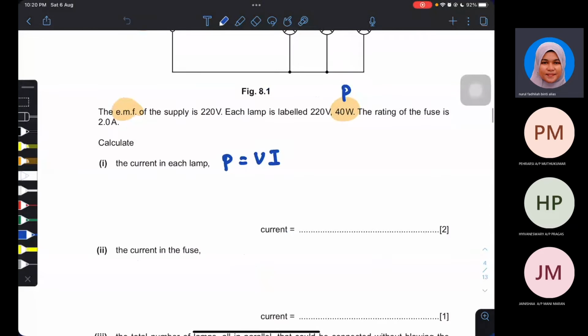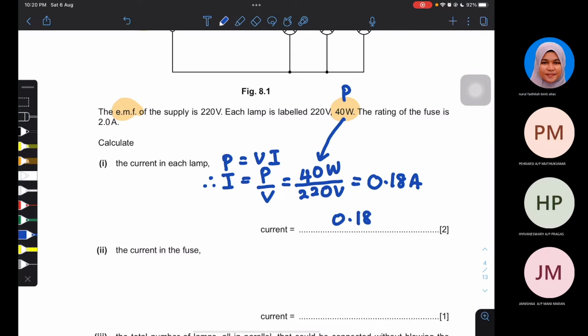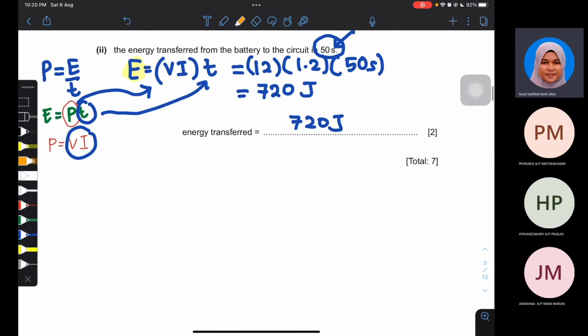Okay, so bila kita dah tahu P equals to VI, we want the I. So therefore, kita rearrange the formula I equals to P over V. So do you know P? P power is 40 watts. Ni, daripada situ. Voltage, 220. So tekan calculator, what do you get? About 0.18 amps. Dapat tak? Okay, so nampak tak? Dalam IGCSE, you kena tahu semua formula ni. Kalau you tak tahu formula, you akan sangkut lah. Dapat nak jawab. Okay. Ada soalan?